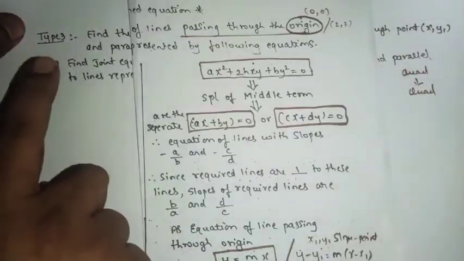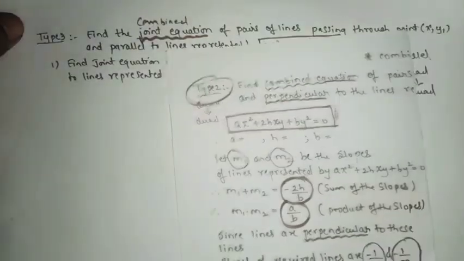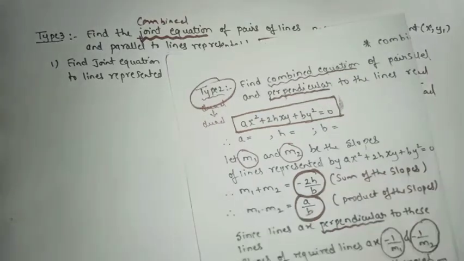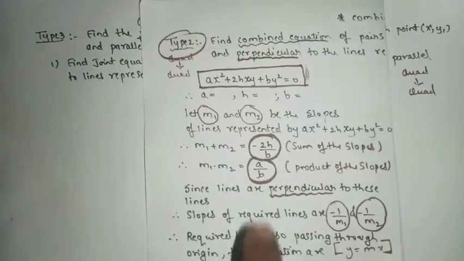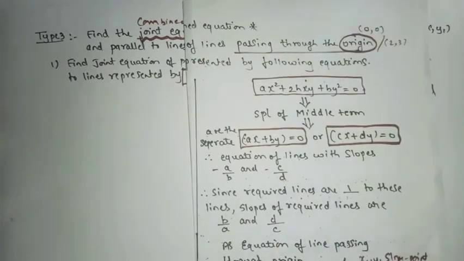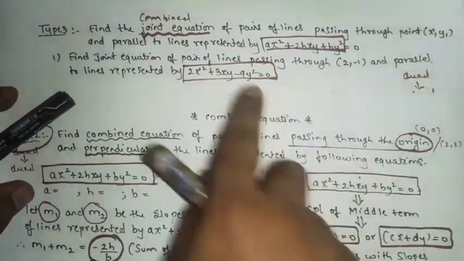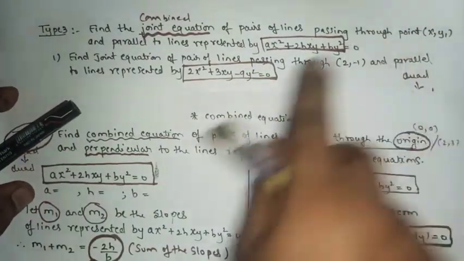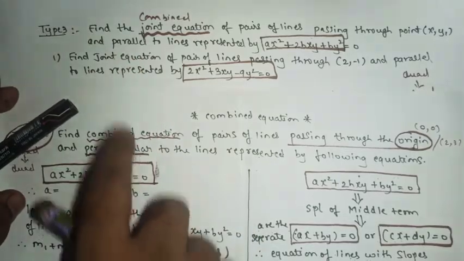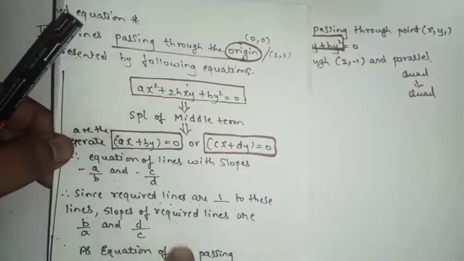So type number 3 also we have to solve like type number 2 only, but which method will come? Method number 1 or method number 2? Method number 2 will come here. But see the difference. Here it was passing through origin, here it is passing through x1, y1. Here it is perpendicular and here it is parallel. That's the change. And the method will be same.